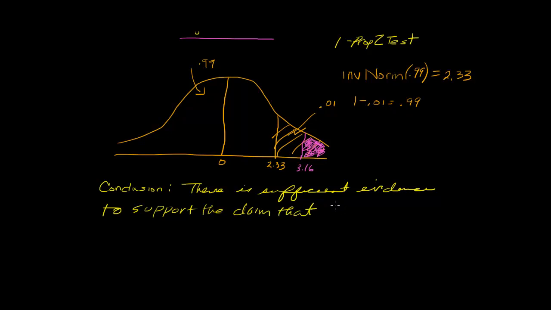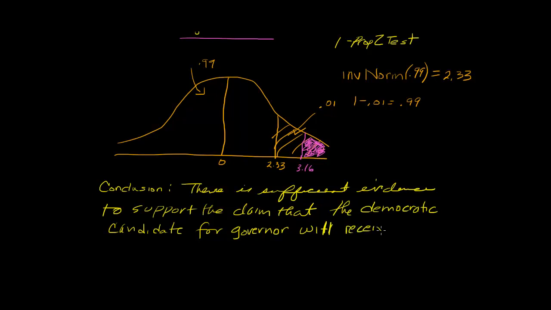And then we just look at the original problem. It said to test the claim that the Democratic candidate for governor will receive the majority of the votes. And we're done.